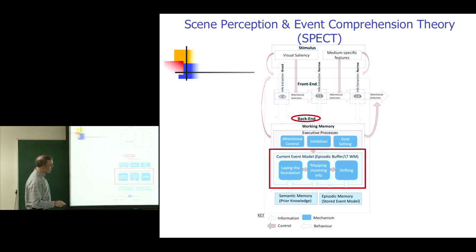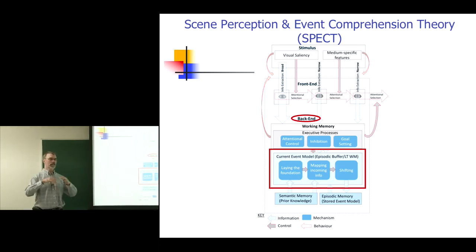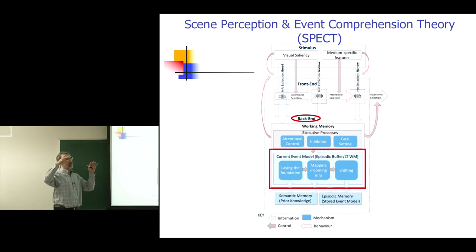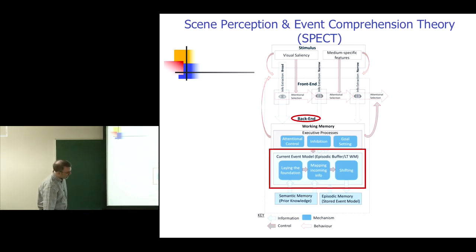The next step is mapping incoming information. After you have a rough idea of the event, as new information comes in through your eyes during the fixations, you add that new information to the event model. We call that mapping incoming information. Then at the end of the event, you stop processing that event, you put it in long-term memory for later, and you start a brand new event. You start the whole process over again, and that's called shifting. I'm mostly going to be talking about mapping incoming information, in the middle of an event, as you take in new information and add it to your understanding of what's going on now.